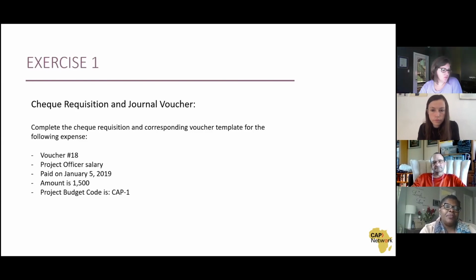So for this sample, we need 2 of the documents, correct? We have to fill in the check requisition and the journal voucher. Yes. A lot of work.